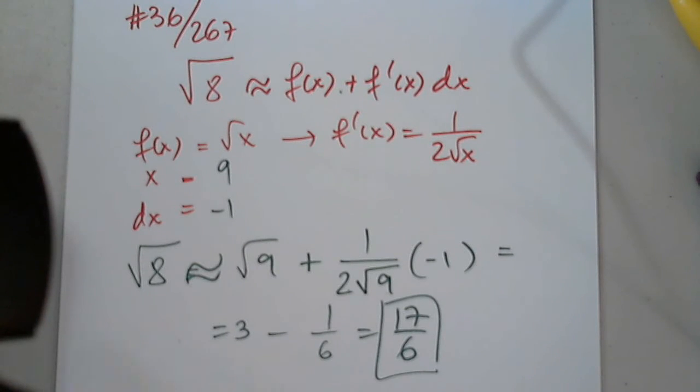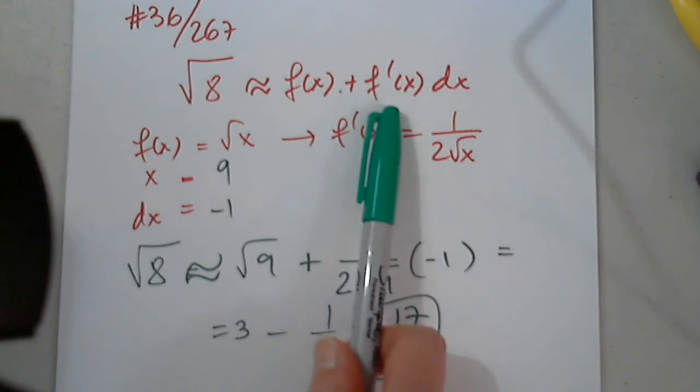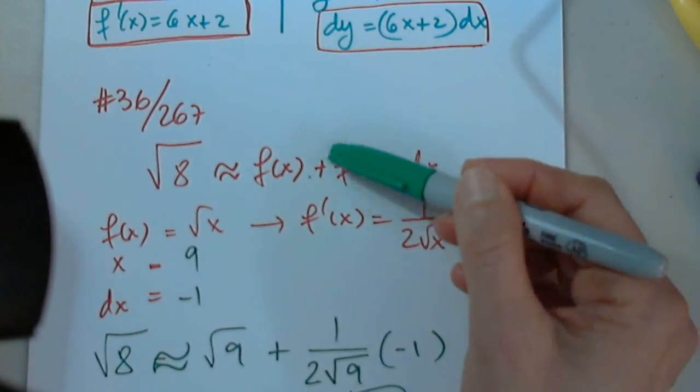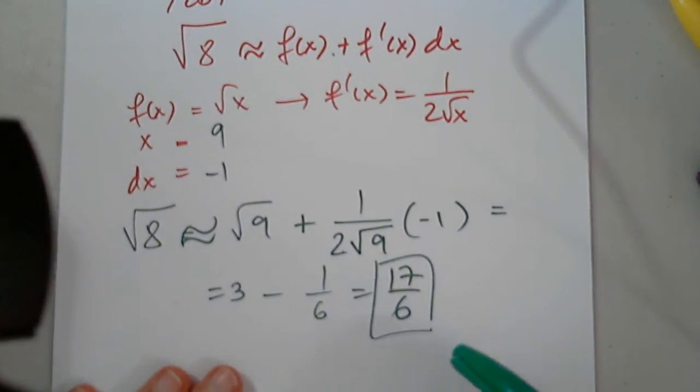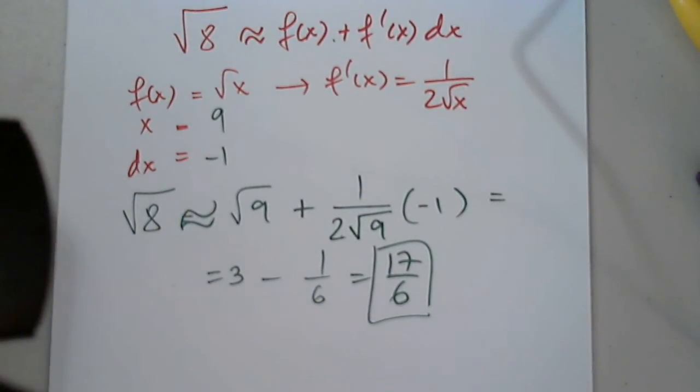So this calculation is done with the derivative. If we don't understand how to determine the derivative, we don't know how to do this. That's why it pops up as an example in calculus. Very good. Okay.